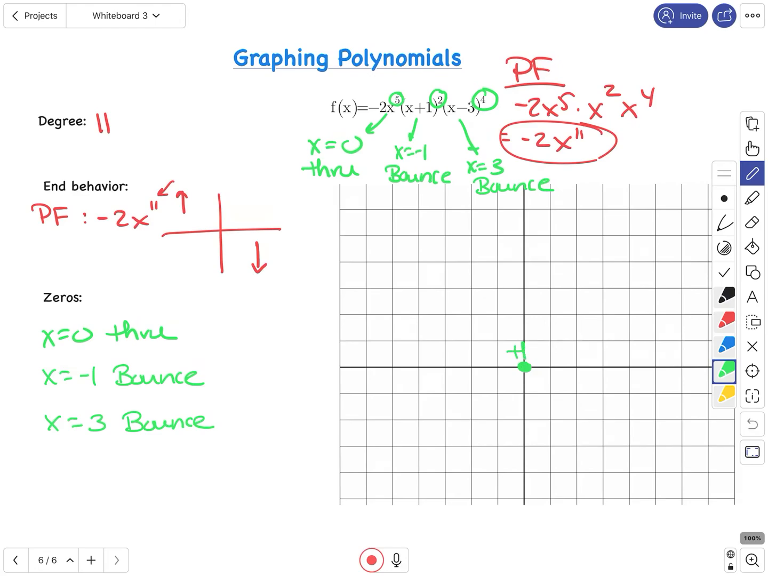Okay, so let's label those. So we have through, how about we do what we did before? Just put a T there for through. -1 is a bounce, and +3 is also a bounce. And according to our power function with the odd exponent, we start up on the far left and we end up down on the far right. Okay, so come down to -1 and bounce and go through 0 and then bounce at 3, and we should be good, ending up down to the right.